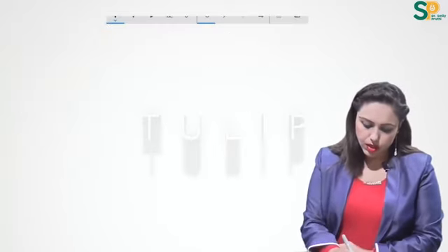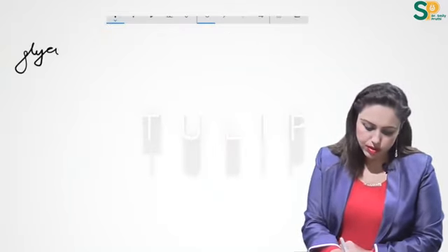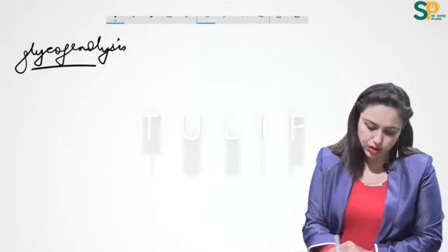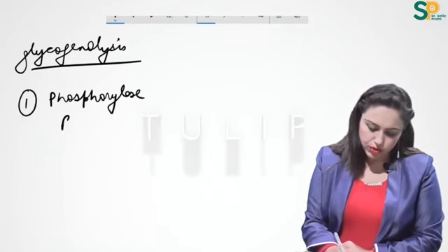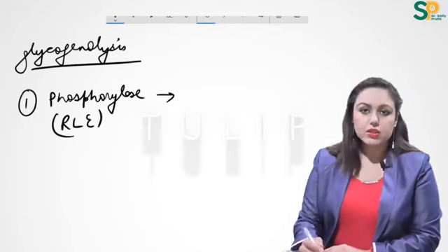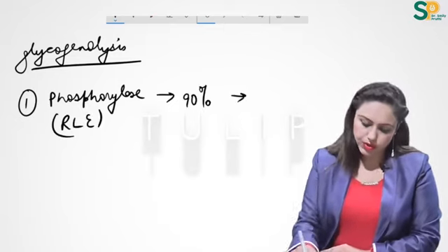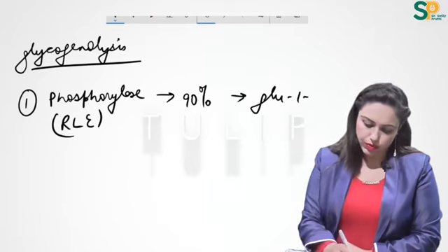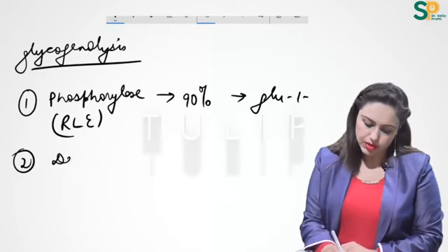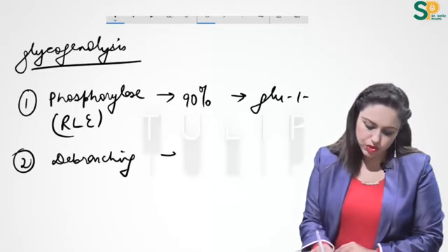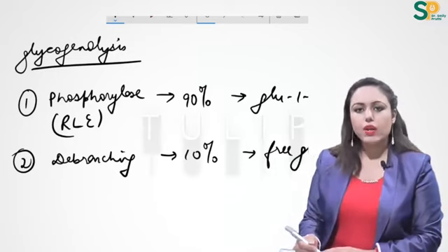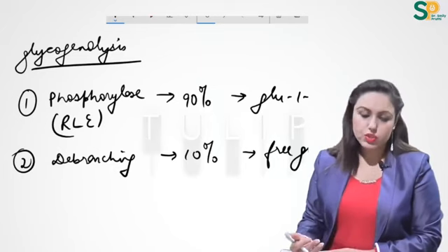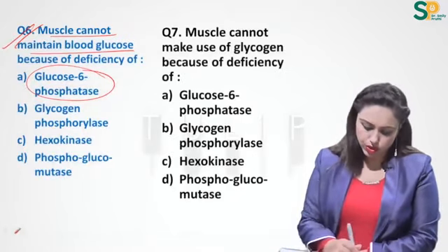But glycogenolysis, that is breakdown of glycogen: during glycogenolysis, the first enzyme is glycogen phosphorylase, which is also the rate limiting enzyme. This glycogen phosphorylase releases 90% of glucose in the form of glucose 1-phosphate, and the second enzyme is the debranching enzyme, which releases just 10% of the glucose in the form of free glucose, right? So the main enzyme is phosphorylase, which is doing this. Okay, so now see the next question.